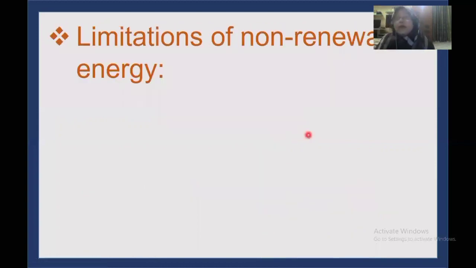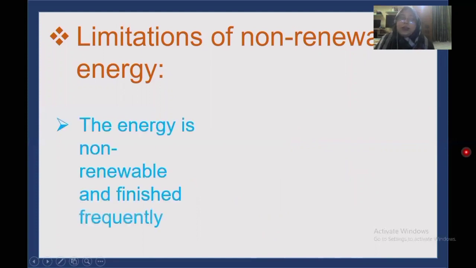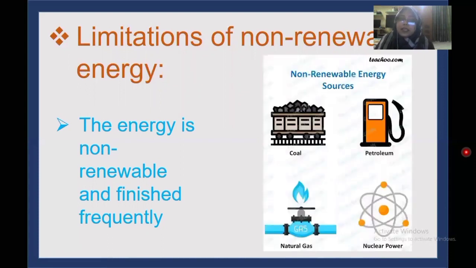Then, limitations of non-renewable energy, where the energy of non-renewable sources is finished frequently. Non-renewable energy sources like coal, petroleum, natural gas, and nuclear power may finish frequently. So here are the limitations. It's not demerits, but it is a limitation of this type of source. About this topic, you should be concerned.